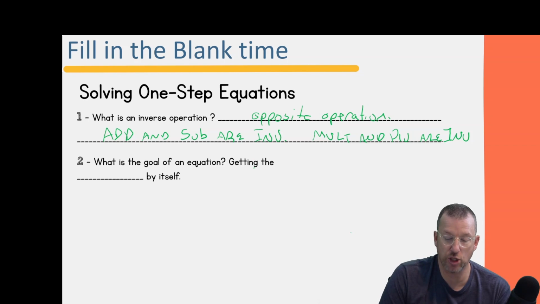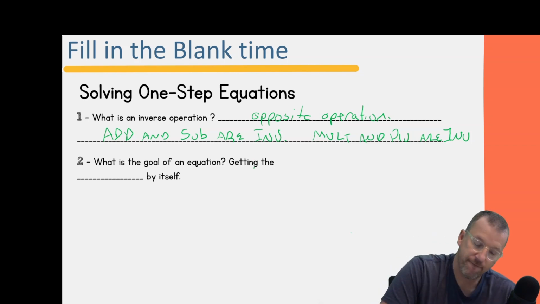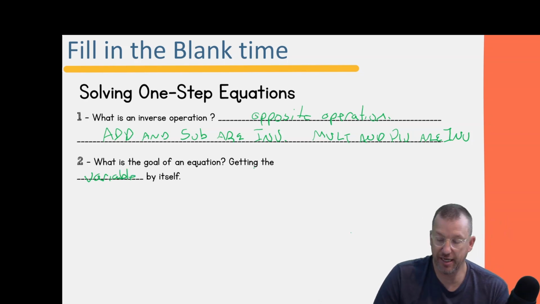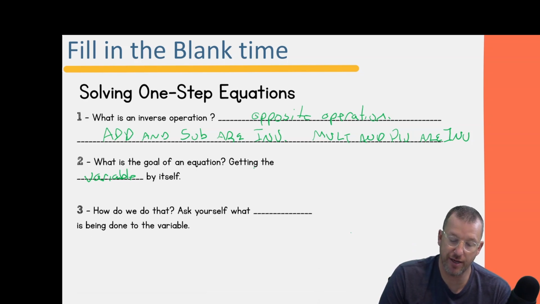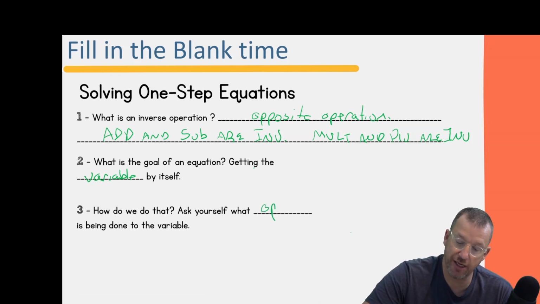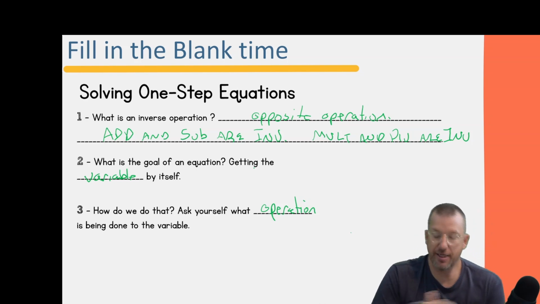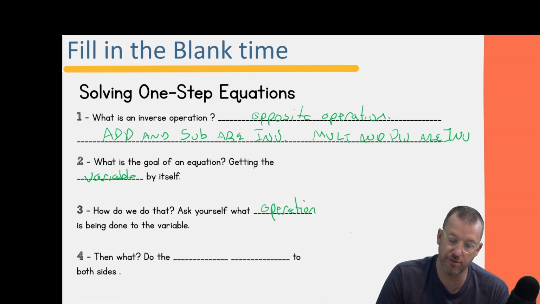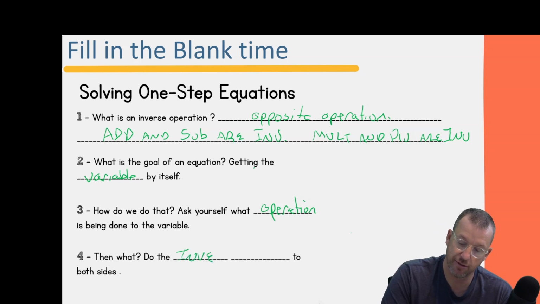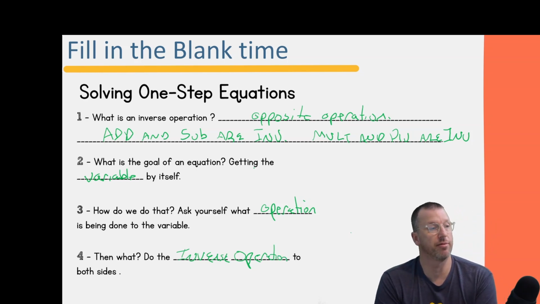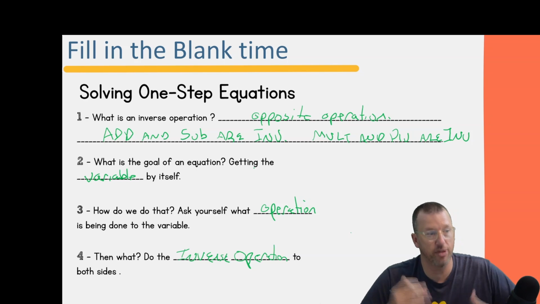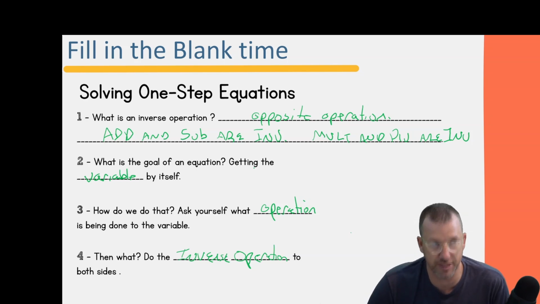Next up, we have, what is the goal of an equation? Getting the variable by itself. And how do we do that? We ask ourselves, what operation, meaning is it multiplying, dividing, subtracting, or adding, is being done to the variable? And once we figure that out, what do we do? Then we do the inverse operation to solve the problem for a one-step equation. When we get into two-step and multi-step, you'll have to do this inverse thing multiple times. But for this unit and for this assignment, you're just doing it one time.